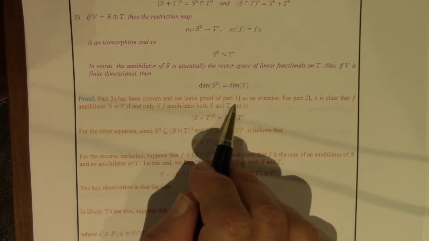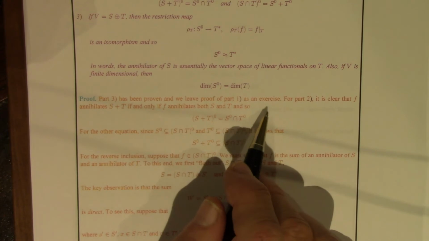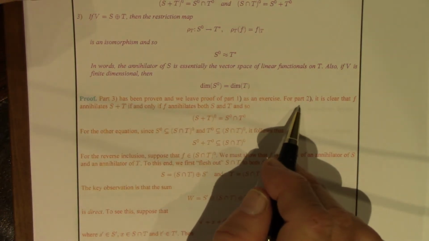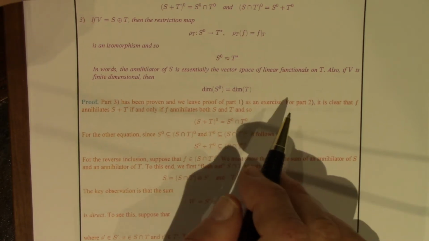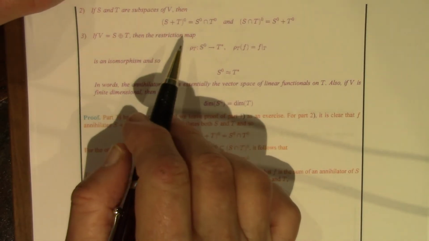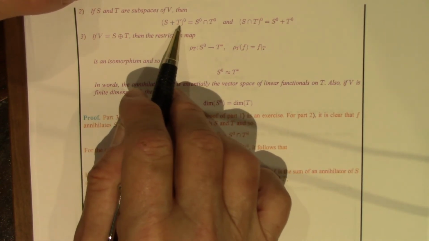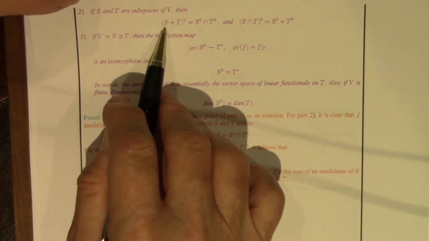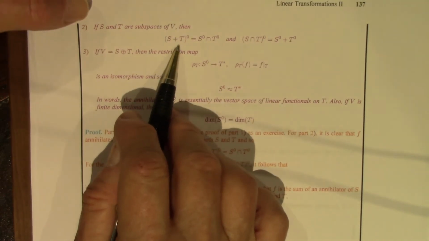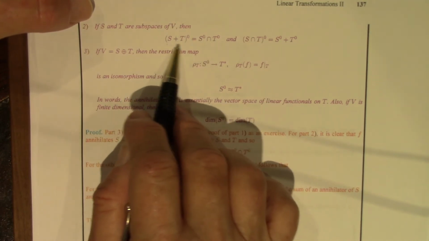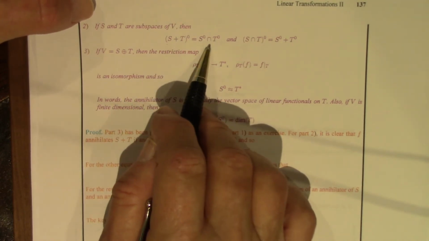So I'm going to leave the proof of the first part to you for practice. The third part we've already proven, so we just have part 2 to deal with. Well, it's clear that if a linear functional annihilates S plus T, then it annihilates S, and it annihilates T, which means this is contained in this.